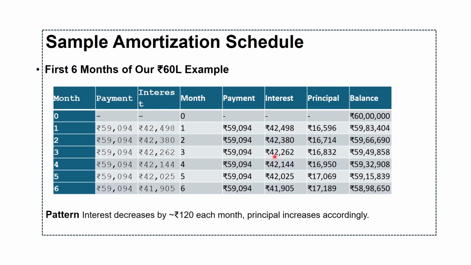In the third month, we see that interest is going down a little more, 42,262, and the principal amount is 16,832. So, that is the gradual trend of interest going down and principal increasing. That is how it will progress, and we can see that interest decreases by around 120 each month, and principal is increasing accordingly.